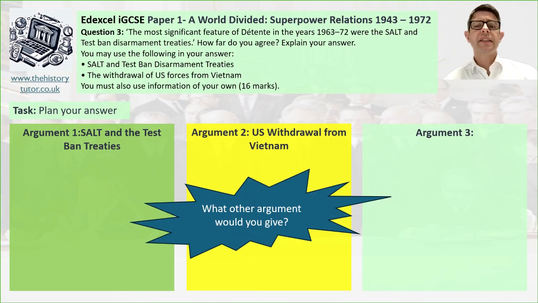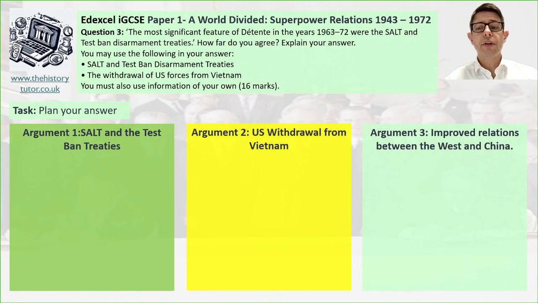Firstly, before we go into detail in planning this question, let's have a think about the third argument. What do you think would be another good argument to make? Let's have a think now for a moment. What would be a third argument, a way of showing the significance of Detente? Okay, here's my idea. I think improved relations with China would be a good one about Detente, perhaps. You might have another idea. That's fine.